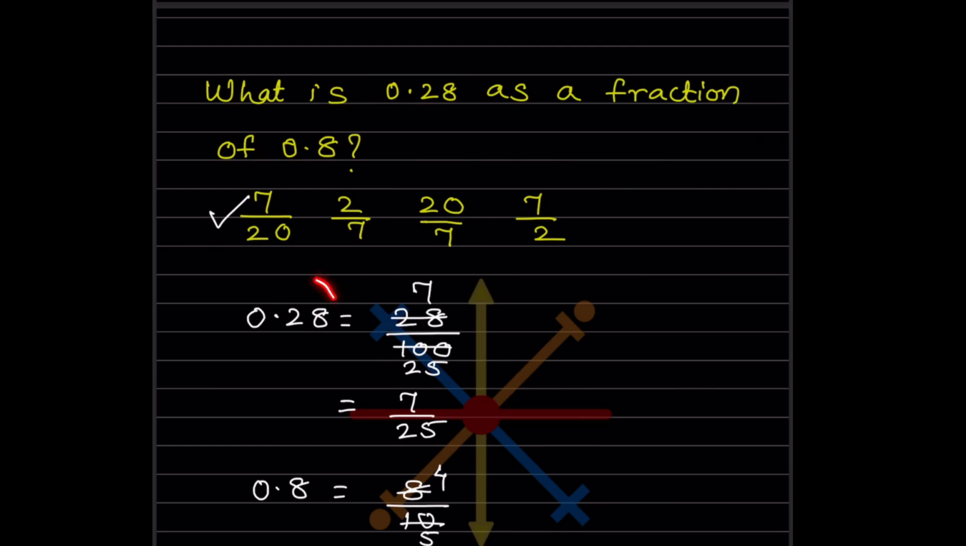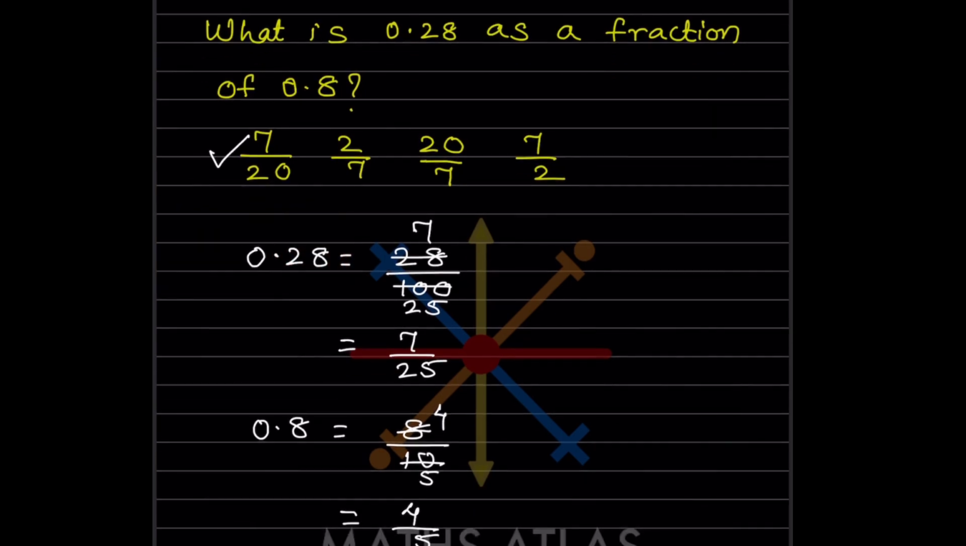Let us remove the decimal first. For 0.28, after the decimal we have to check how many numbers there are. Two numbers means it should be divided by 100. If there is just one number, you divide by 10. If there are three numbers, you divide by 1000. So just write this number, whatever it is, and divide by 100.